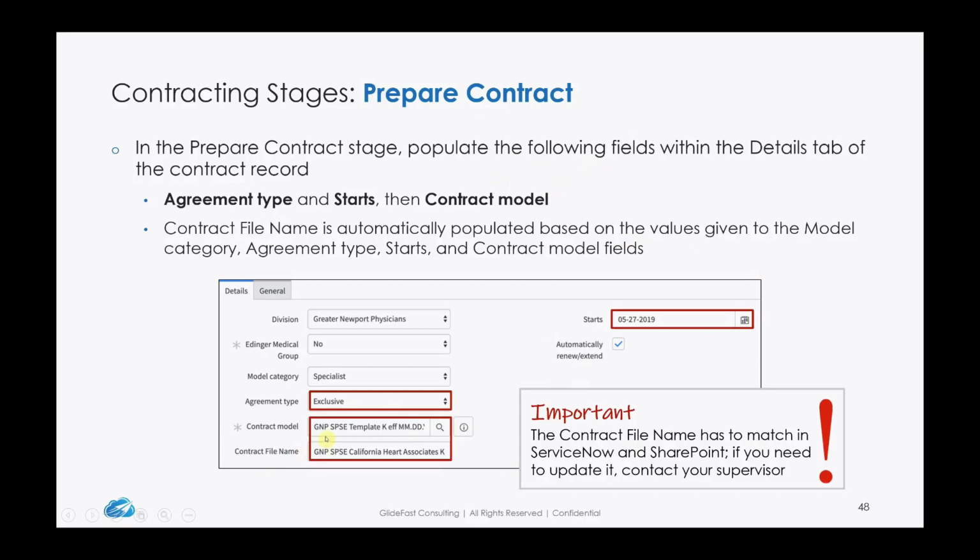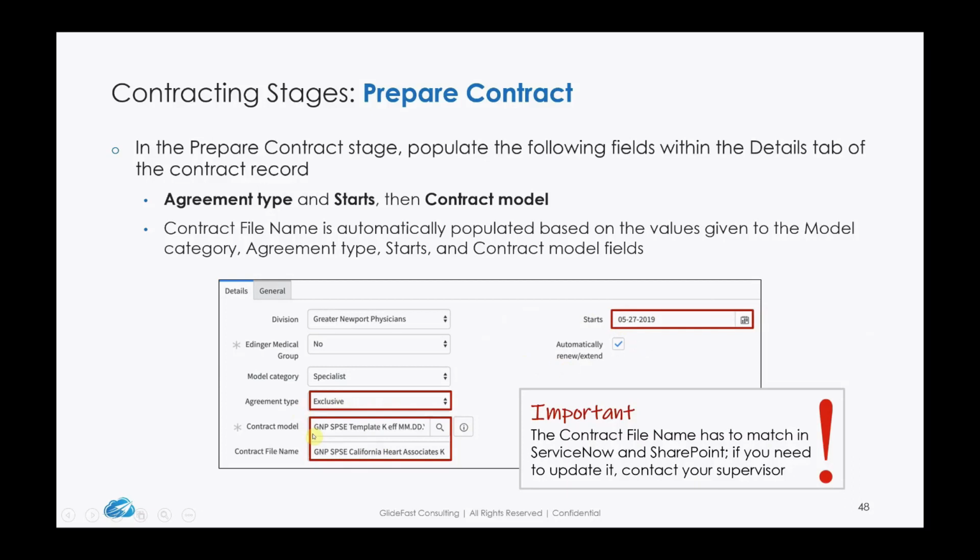Contract model is also required too, but the reason that you need to fill in agreement type and starts before then is because it is a filtered list, and we don't need every contract model for every contract. So once you fill in the agreement type and the start date, it will let you do that because it will use the start date from this starts field in the file name, and then it will use the agreement type to give you the contracts that it has available for you.